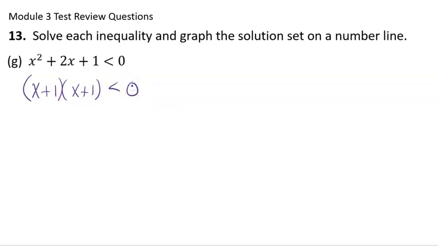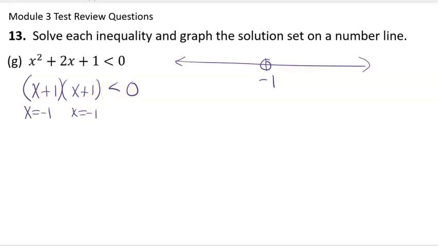So the next thing I need to do is find out where this is equal to 0. So x equals negative 1 from here. Hey, x equals negative 1 from here is one of those problems that has multiplicity. Now, I don't have 2 numbers to put up here. I only have the 1 number to put up there. Open or closed? It's open, right? Because there's no equal to here. Now, I just need to test points. So on the left side, let's test x is equal to negative 2. And on the right side, let's test x is equal to 0, right?